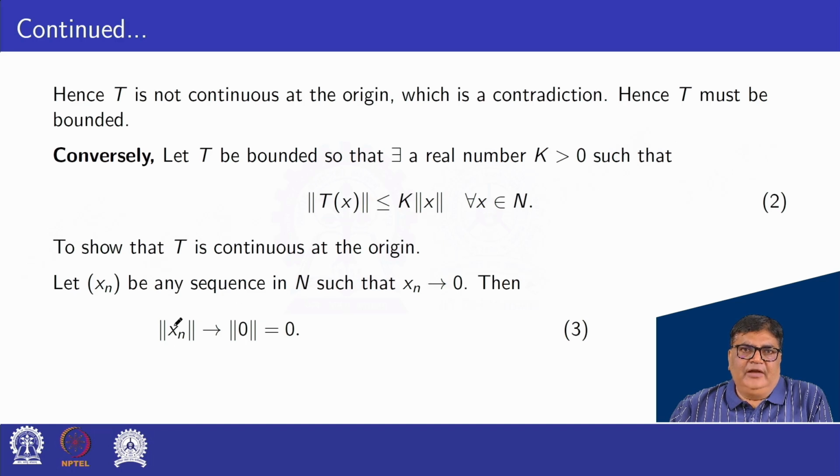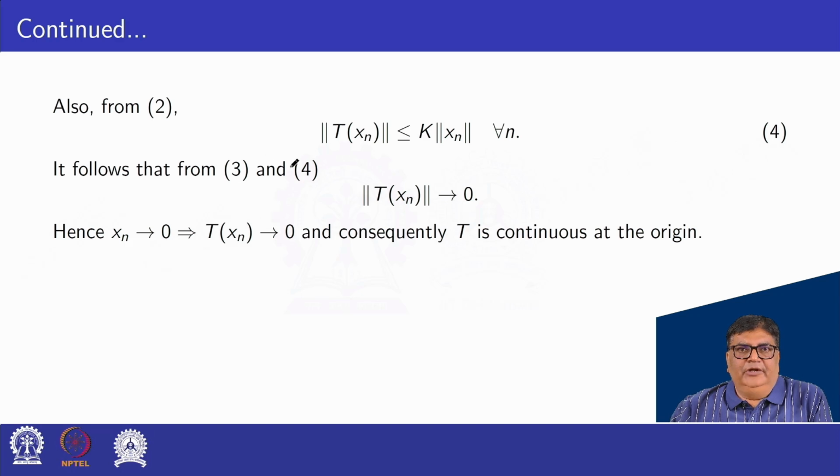Then norm x_n converges to norm 0, that is 0. Taking norm on both sides, norm x_n goes to norm 0, and we know that norm 0 is equal to 0. Also from equation 2, if x_n is an element of N, then norm Tx_n is less than or equal to k norm x_n, and since x_n tends to 0, it means Tx_n tends to 0.